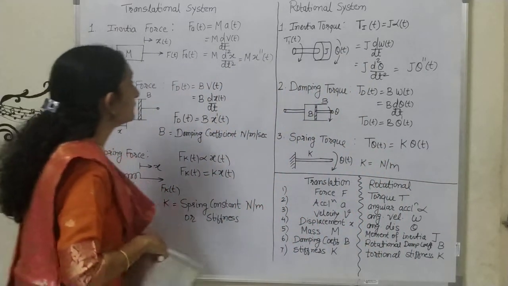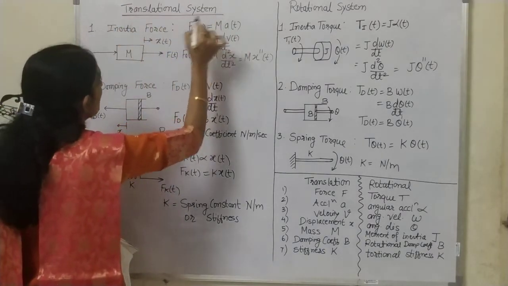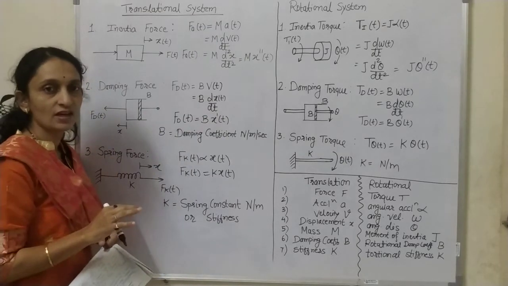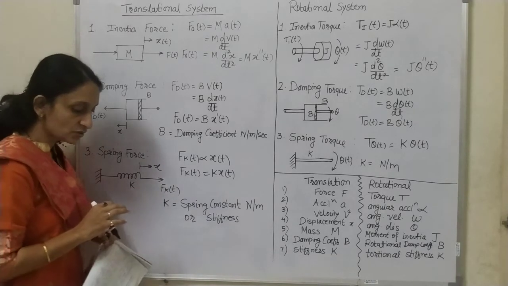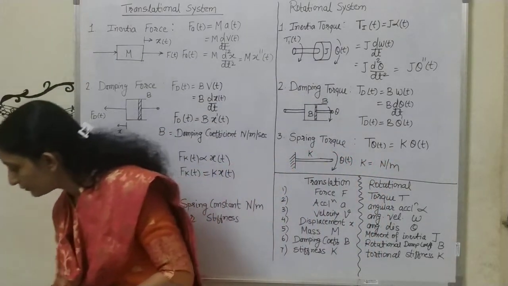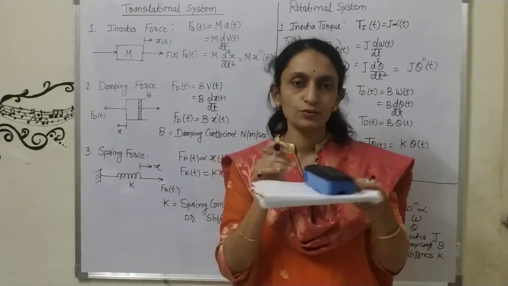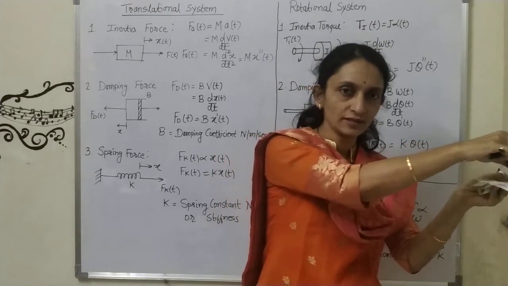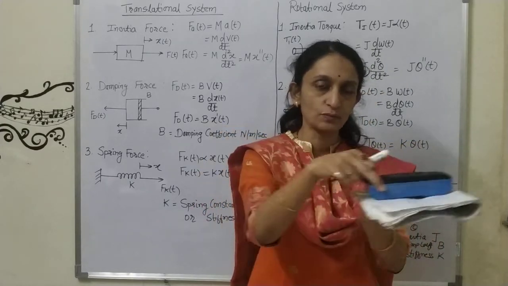Number one, translation motion. In translation motion, there will be three forces that oppose the motion. We actually discussed this point while discussing the transfer function, but I will give you one more example. I have given the example of a duster. This is the duster. Suppose I apply force in this direction, so the duster will move in this direction. This motion of the duster is called translation motion.